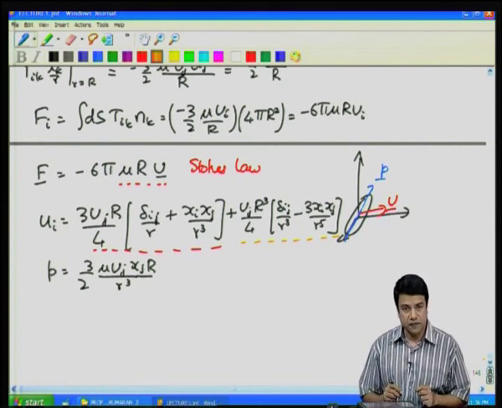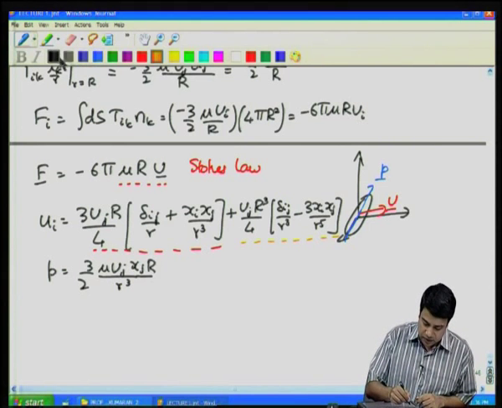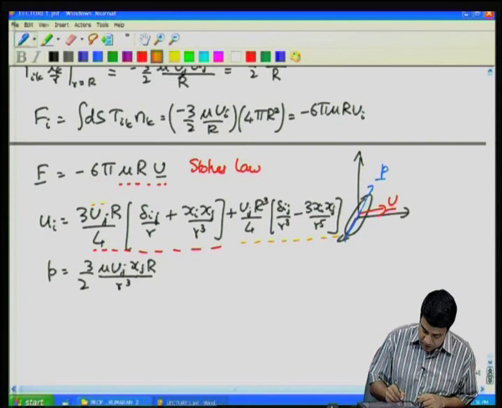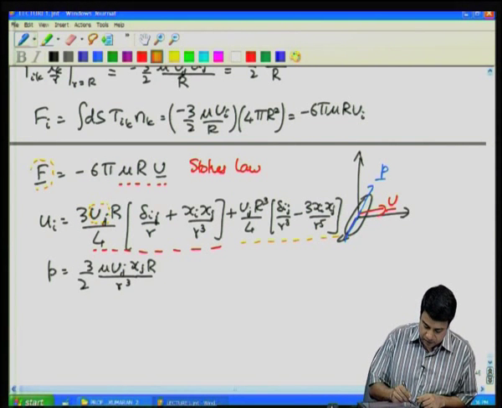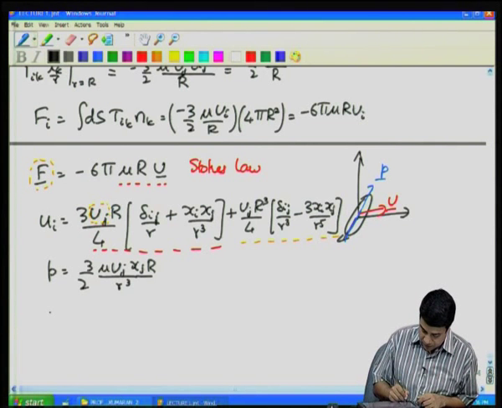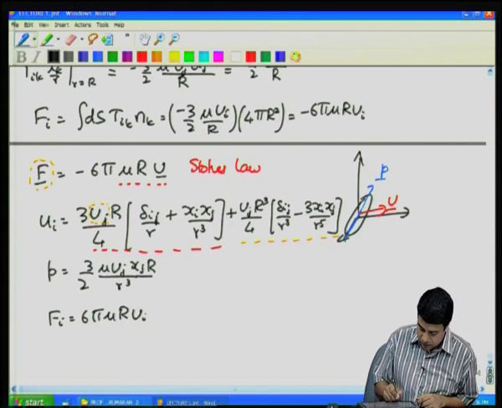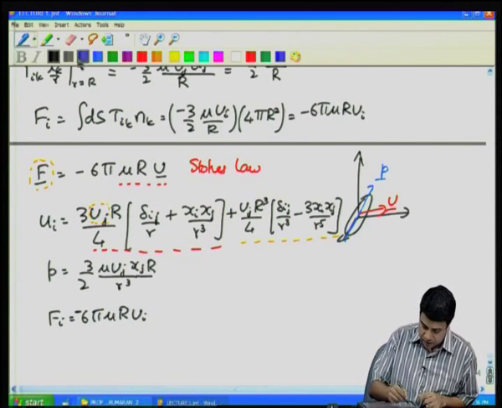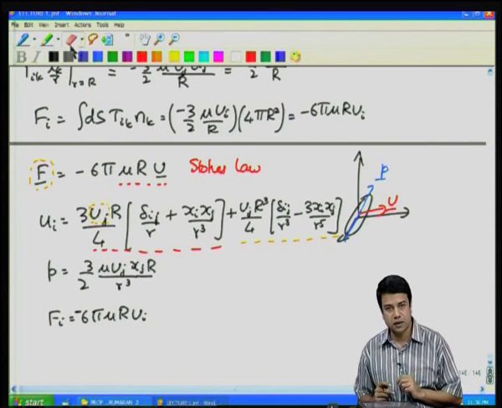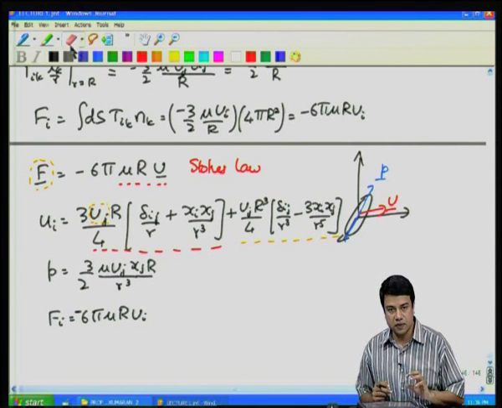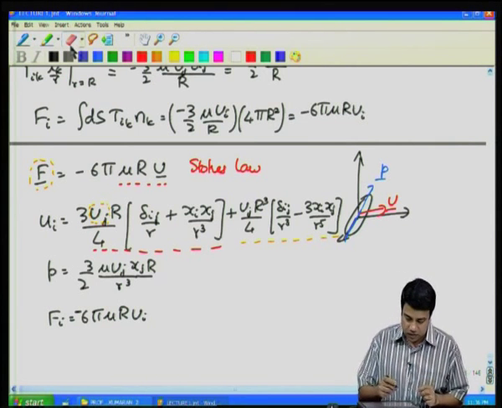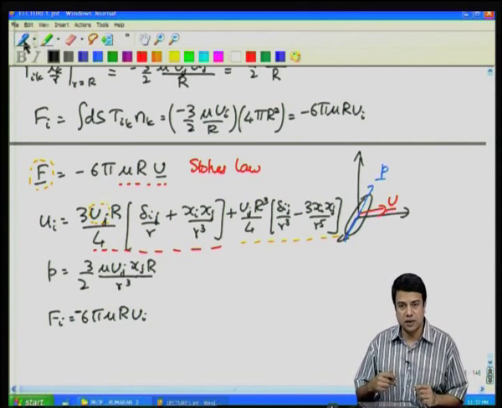Now, for the case of a sphere, rather than writing the velocity field in terms of the velocity, I could also write it in terms of the force, because I know that F_i is equal to minus 6 pi mu r u_i. This is the force exerted by the fluid on the object. The force exerted by the object on the fluid is the negative of this. So, the object is exerting a force in the plus u direction on the fluid.